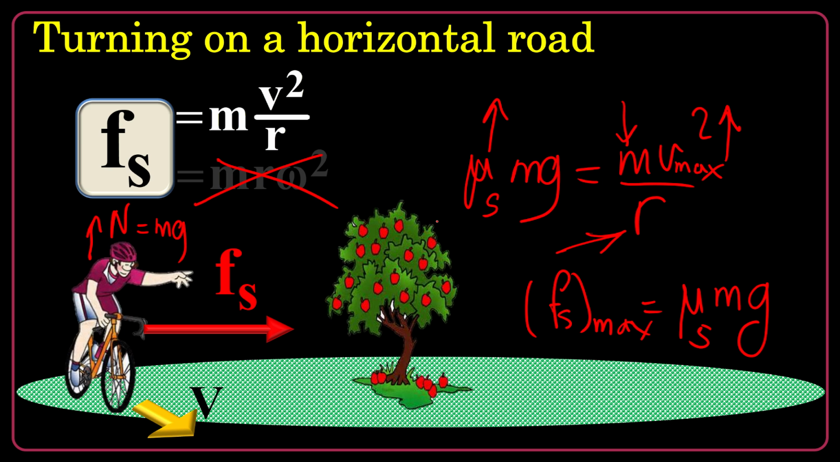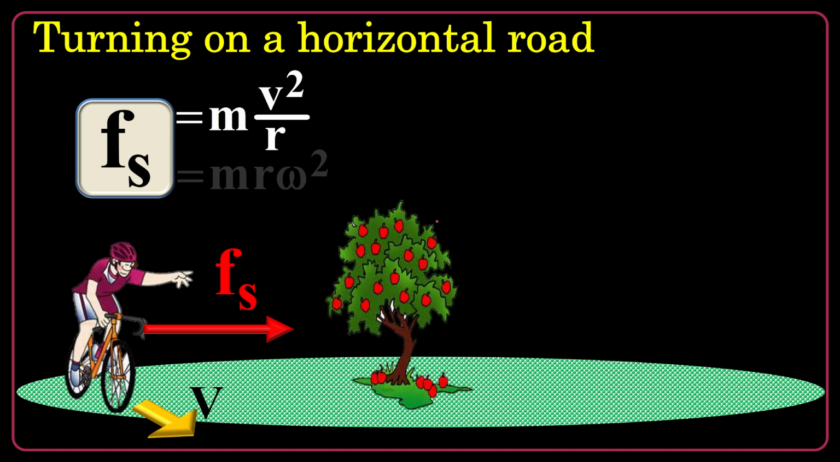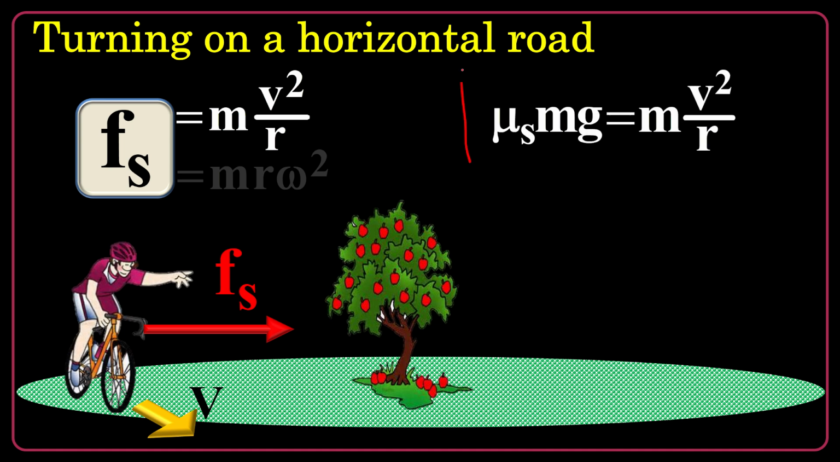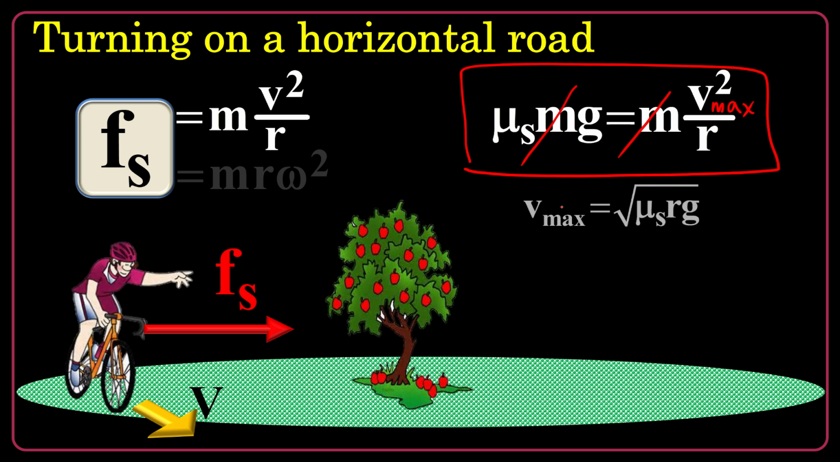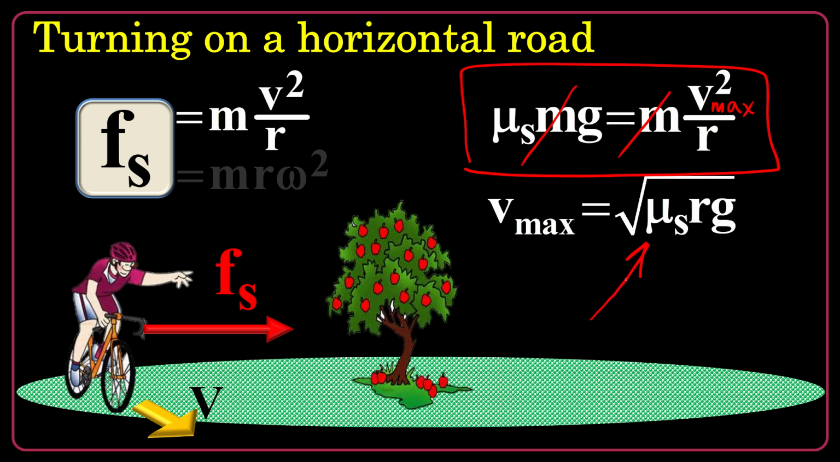In general, there is no such solution, but in the special case when you are at maximum speed, yes. So this formula is correct only when the speed of the cyclist is the maximum safe speed to avoid sliding on the ground. Okay, let's drop the mass from both sides and then you will find the maximum safe speed to be the square root of mu s r g. mu s is the coefficient of static friction, r is the radius of the roundabout, and g is the gravitational acceleration.